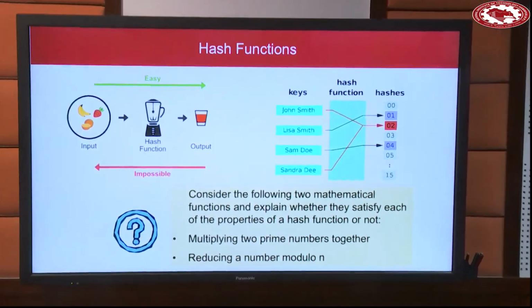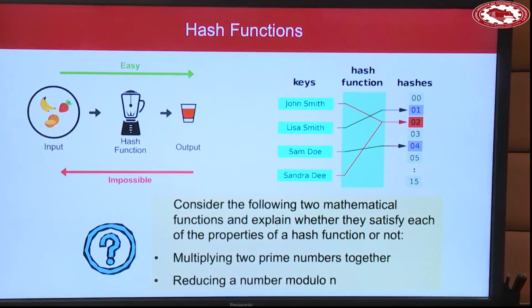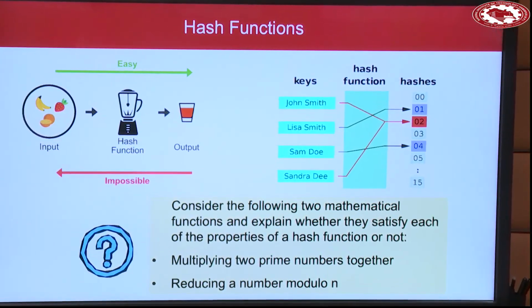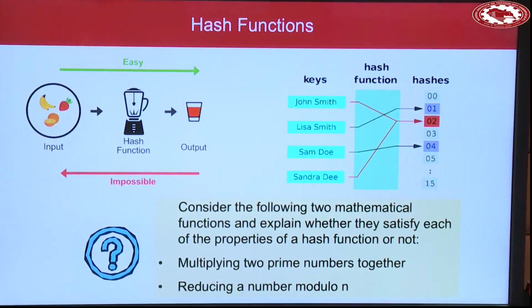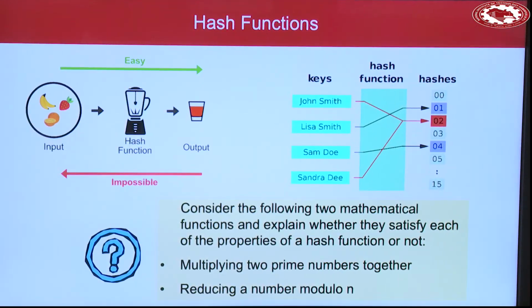Let's pick some examples. Consider the following 2 mathematical functions and explain whether they satisfy each of these hash function properties or not. Multiplying 2 prime numbers together. We know prime numbers, yeah? What is a prime number? Divisible by itself or 1, yeah? So I'm picking 2 prime numbers, let's say 3 and 5. Multiply them together, it becomes 15. Now see if it holds this property.